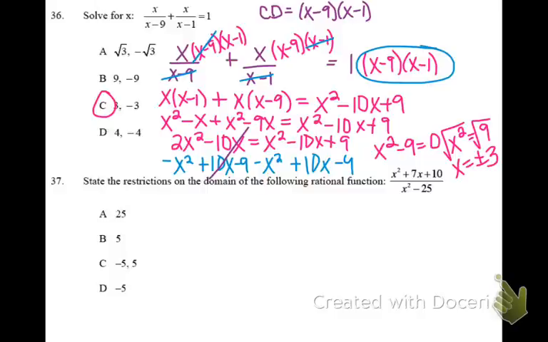Restrictions on the domain. So restrictions on the domain happen when your denominator equals 0 because you can never divide by 0. So I'm going to go ahead and factor that denominator. That gives me x plus 5 and x minus 5. You don't necessarily have to factor the numerator since you're looking at the restrictions on the domain and that comes from the denominator. But I'm going to go ahead and factor it anyway.